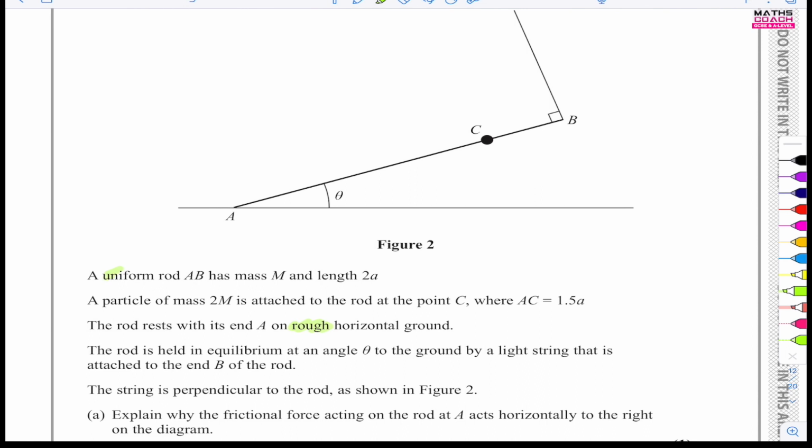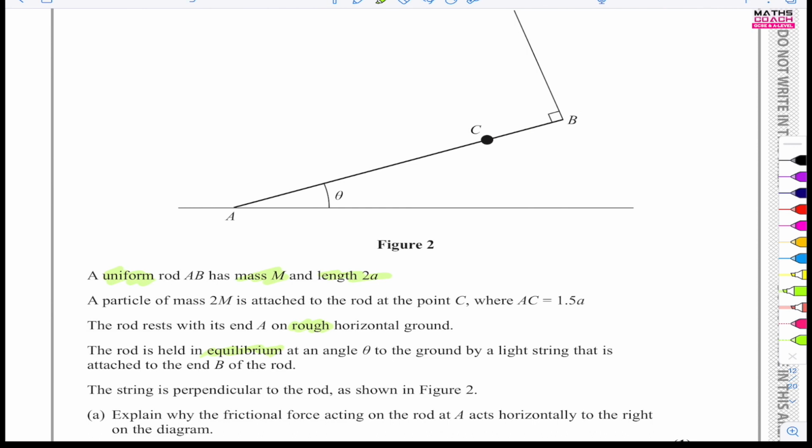Okay, this is uniform. That's important. The length is 2a. The mass is m. Okay, A to C is 1.5. We'll look at that later. Right, the rod is held in equilibrium at an angle of theta to the ground by a light string that is attached to the end B of the rod. The string is perpendicular to the rod as shown in figure 2. There you go, that's your perpendicular thing there.